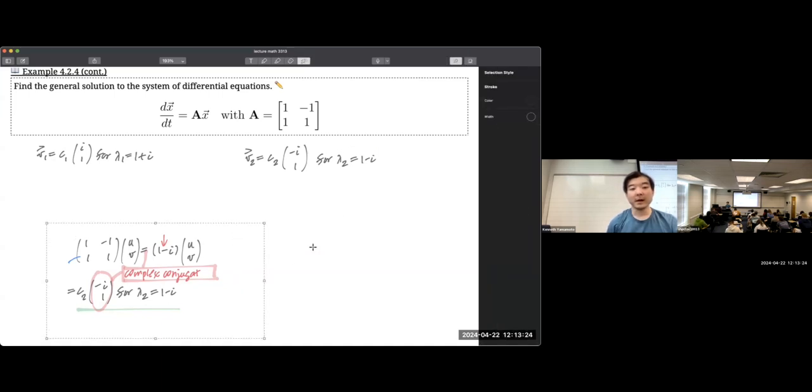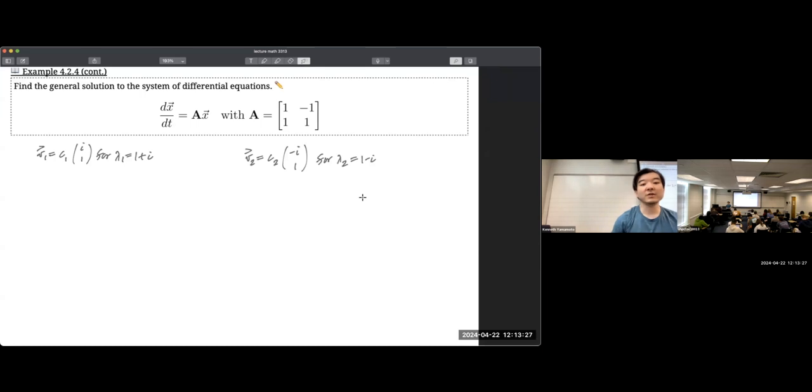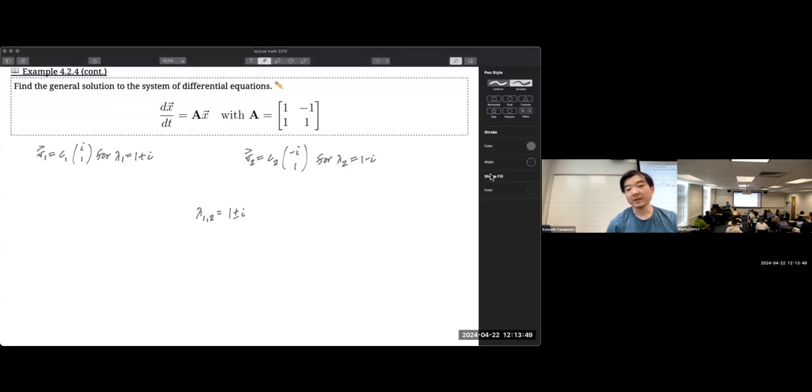Okay, so you've got to extract the real and imaginary parts. The lambda 1 and lambda 2 are complex conjugates. One is 1 plus I and the other one's 1 minus I. That one's easy probably to extract the real and imaginary parts. Lambda 1 and 2 are just 1 plus or minus I. So that means that your alpha is equal to 1 and your beta is also equal to 1. That's the real and imaginary parts for your complex eigenvalue.